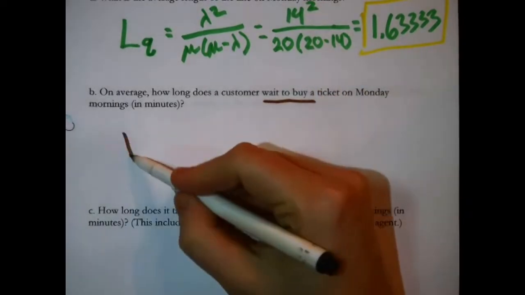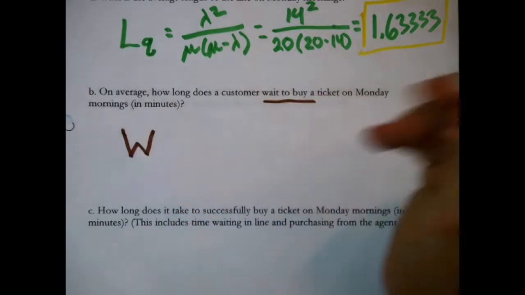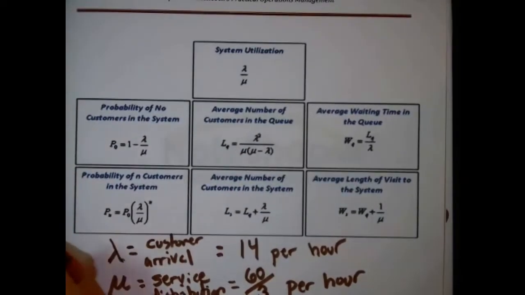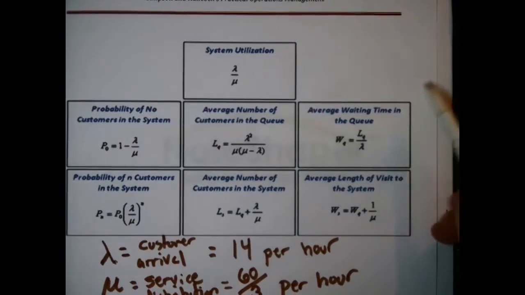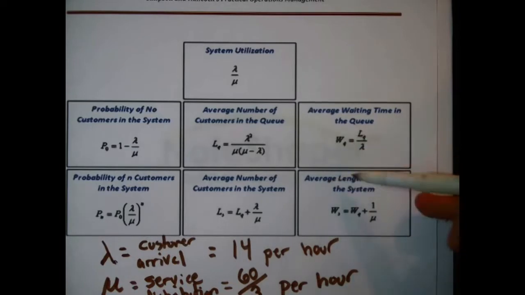Now, waiting, if you want to relate this to that formula sheet, is capital W. Let's look at the formula sheet again. There are two different waiting time formulas. They're over here on this sheet to the right. Waiting time in the queue, WQ, and average length of visit to the system. Now you say, well, wait a minute, what's the difference in terms of waiting and delay?